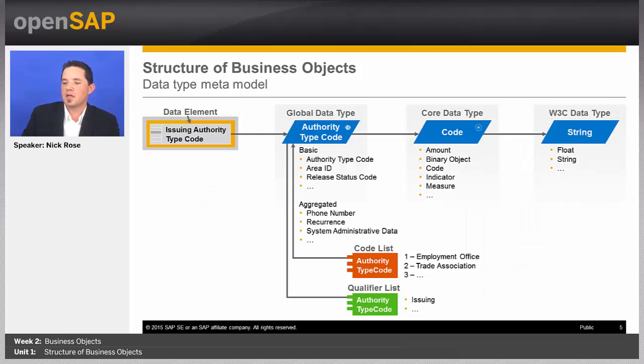Now, all of our data types are built off of, at the most basic, the W3C data type standards. So things like string, float, things like that. We build our core data types on top of those. So this is where amount would come from. In general, code, so you have a key value pair. Indicator, which is the Boolean for the SAP Cloud Application Studio.